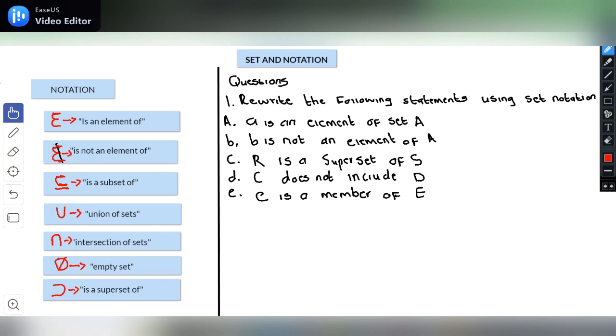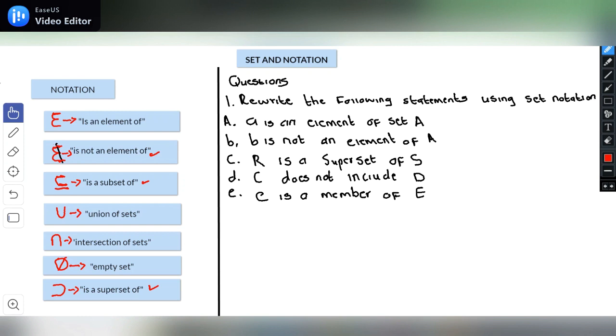So there are symbols that you need to remember, you have to know them. The first one is ∈, which means is an element of, and the second one we can see that the ∈ was cancelled, which represents is not an element of. We have the third one, which is a subset of, and the last one is a superset of. So you have to be familiar with those symbols. So now let's go to the questions and see how we can use those symbols.